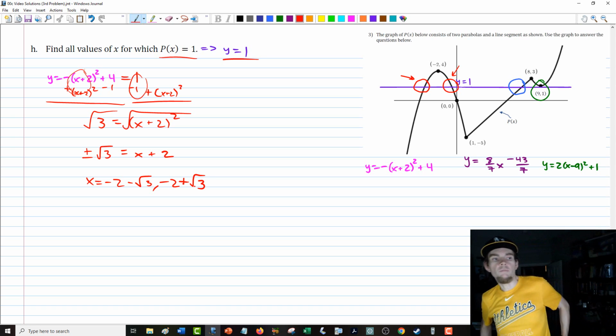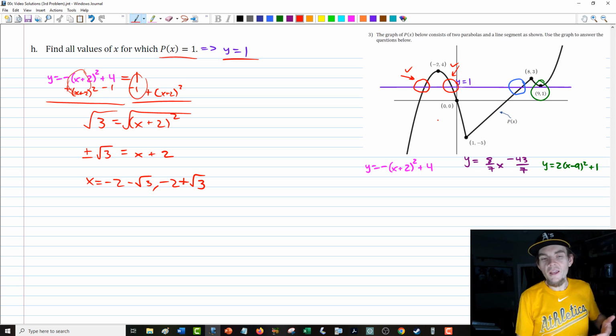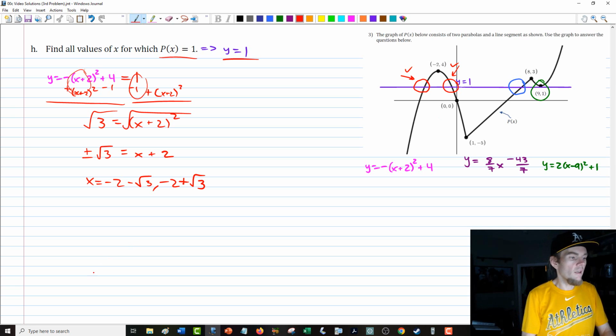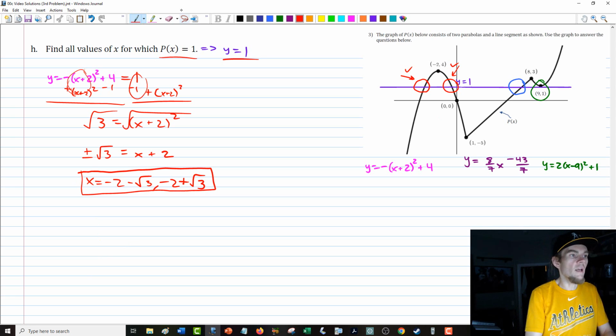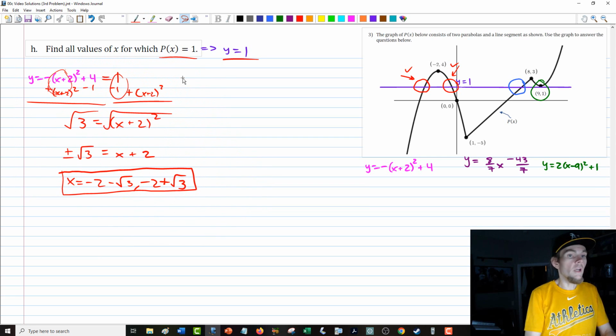2 separate possibilities. And oh wait, that's a good thing. There are 2 separate places where this graph crosses y equals 1. So that's actually exactly what we needed. We have found our first 2 x values, the 2 that correspond to that parabola on the left. So 2 down, 2 to go.